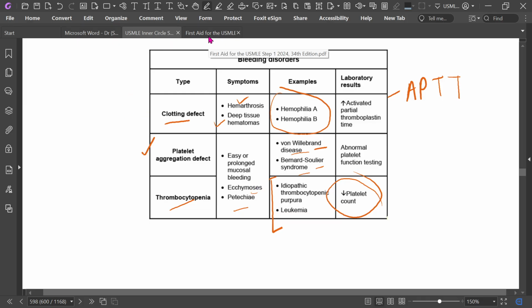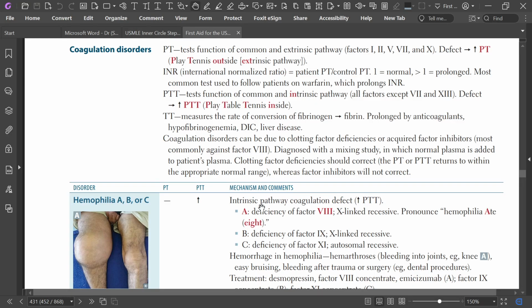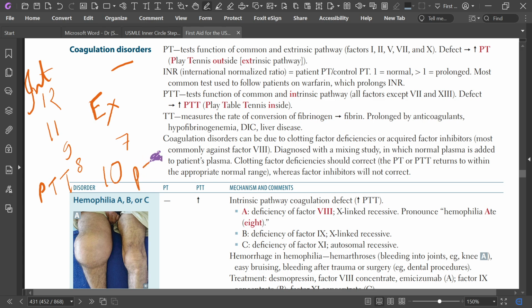Okay, let's talk about clotting coagulation disorder in a broad picture. In coagulation, always remember 12, 11, 9, 8, then 7. Everyone has to be the perfect 10. This is intrinsic and this one is extrinsic. For intrinsic, the marker is PTT, for extrinsic PT.